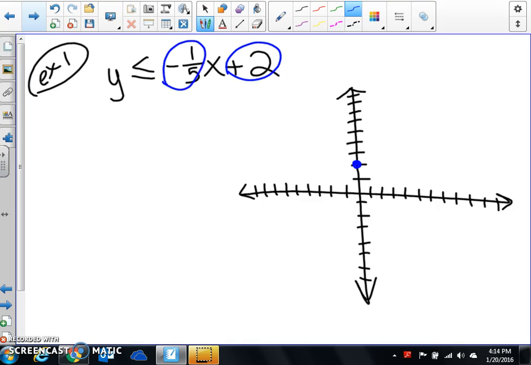And then here is my slope. So my slope is equal to negative 1 over 5. So I go down 1, and I go to the right 5. 3, 4, 5. Then I do the opposite. Up 1, 1, 2, 3, 4, 5, to the left 5.